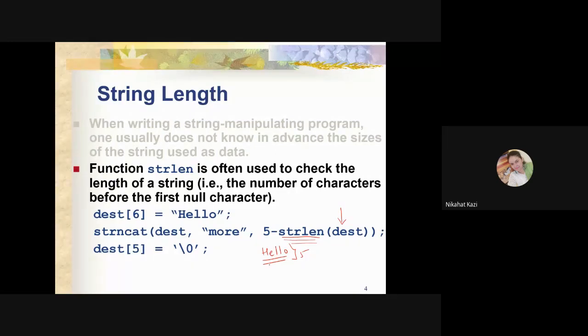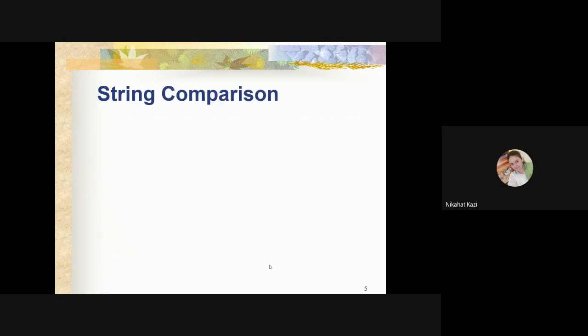Okay, so this is one example where we are passing how many characters. So 5 minus string length of destination, you're going to copy. So this is about string length.